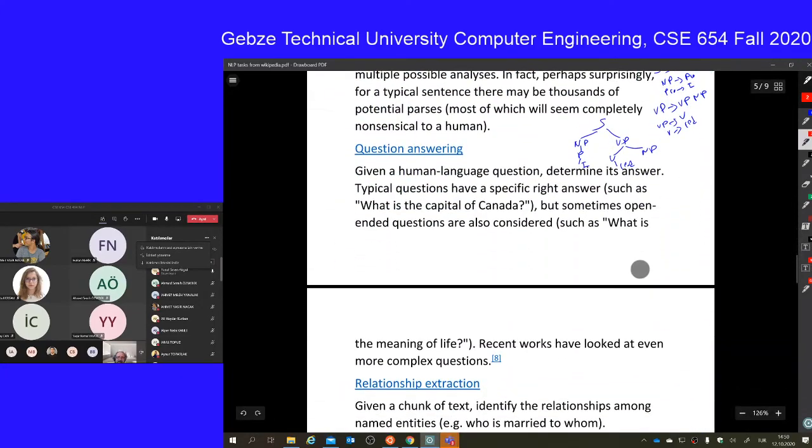Okay. Question answering, a typical natural language processing task. You get a question: what is the capital of Canada? Then you give an answer. This is a closed world assumption. You know all the questions and you just find the answer. Okay? But it could be an open-ended question too. What is the meaning of life? Of course, nobody can answer that one.